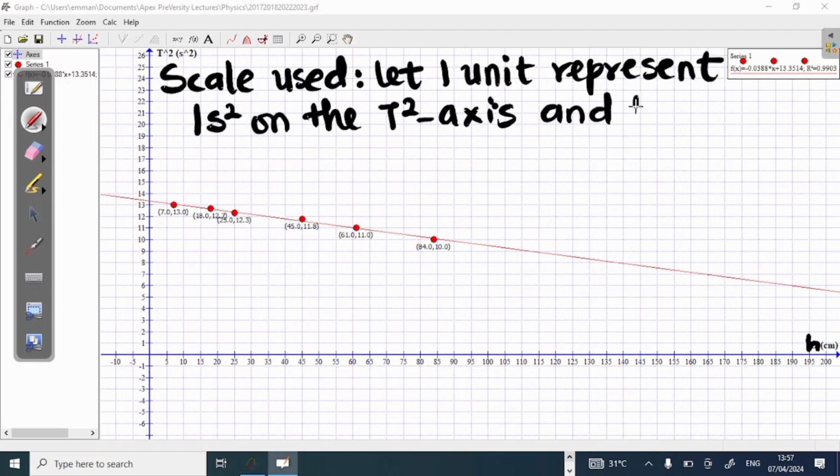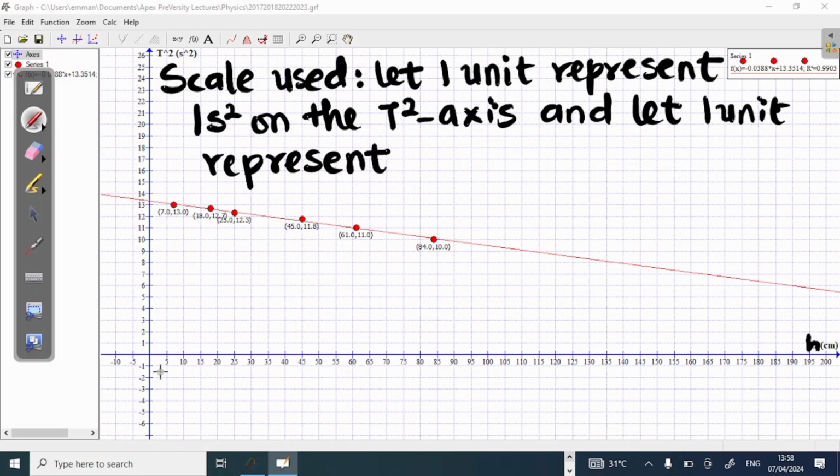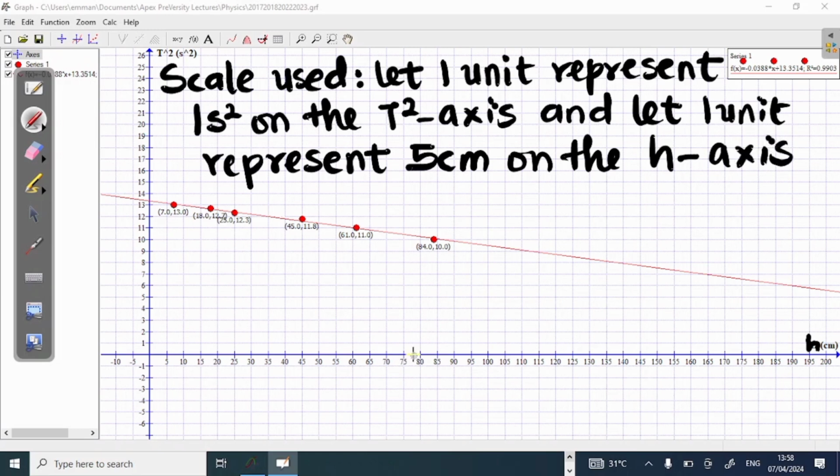and let what I have here, from here to here, is 1 unit. So I'll say let 1 unit represent 5, because on 1 unit here I'm seeing 5. So this calibration is in 5. The units here, as you can see, is centimeters. So 5 centimeters on the h axis. All right, so this is how we get the title and the scale.